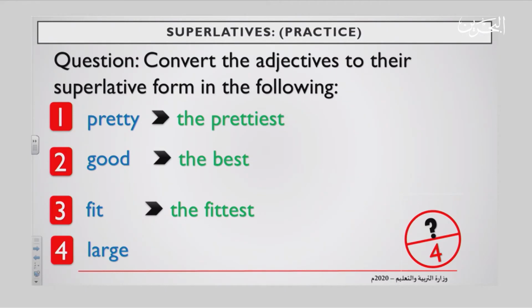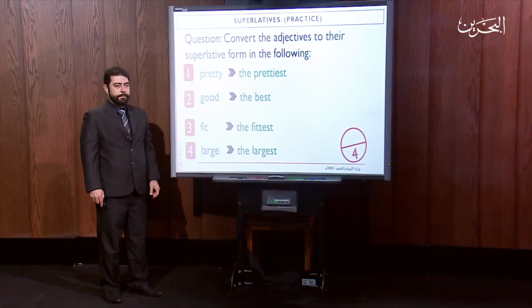Let's take a look. The largest. Large is a one-syllable adjective that ends in E. That is why you just add st. Give yourself a mark of 4 and let's carry on.